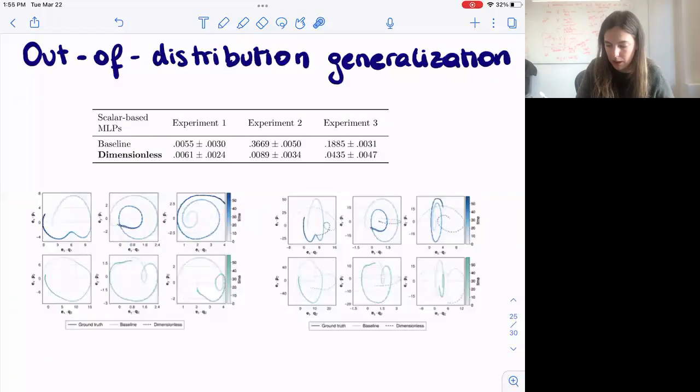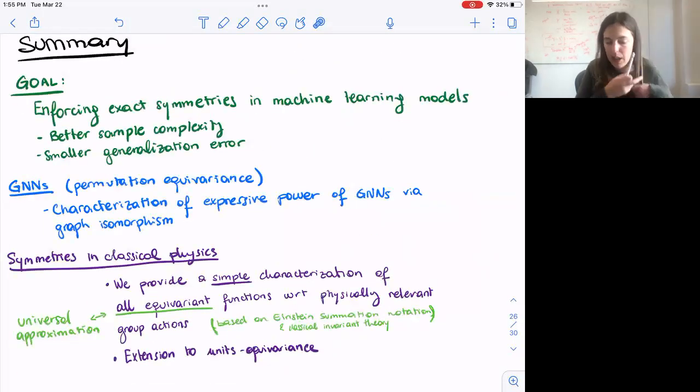So I think this is everything that I wanted to say. I think that enforcing exact symmetries in machine learning is the right thing to do, and there are interesting math problems regarding that. I talked about graph neural networks, which are equivariant with respect to the action of permutations by conjugation. An interesting direction is the characterization of the expressive power of these graph neural networks via the graph isomorphism problem that I told you about earlier.